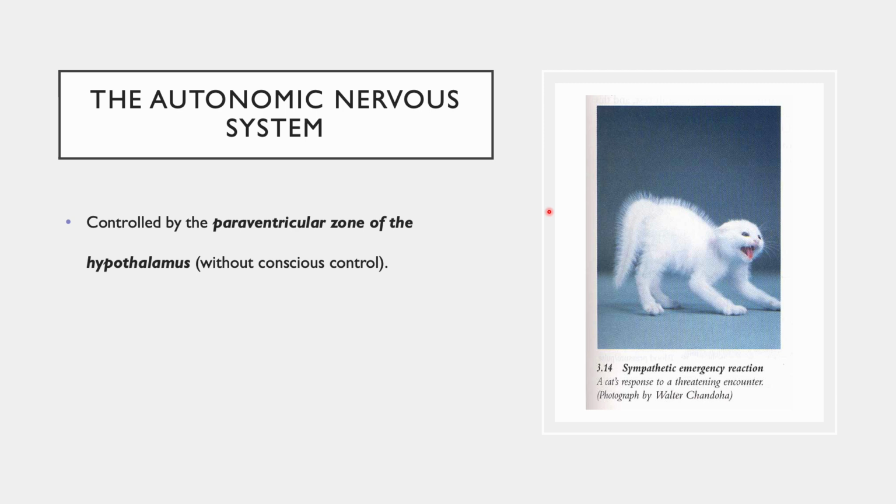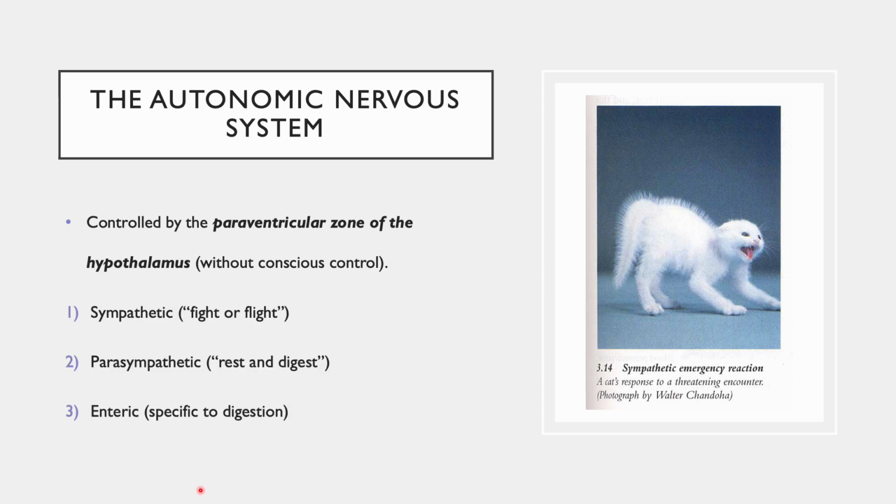Now, the autonomic nervous system is largely controlled by the paraventricular zone of the hypothalamus. So remember, the autonomic nervous system is controlling our involuntary movements and things that are outside of our conscious control. So unlike the somatic nervous system, this is an unconscious system, but it's highly coordinated. The systems within the autonomic nervous system that we've already discussed include the sympathetic and the parasympathetic systems. But now we're going to talk about the enteric nervous system, which is also activated during the parasympathetic nervous response to aid in digestion.